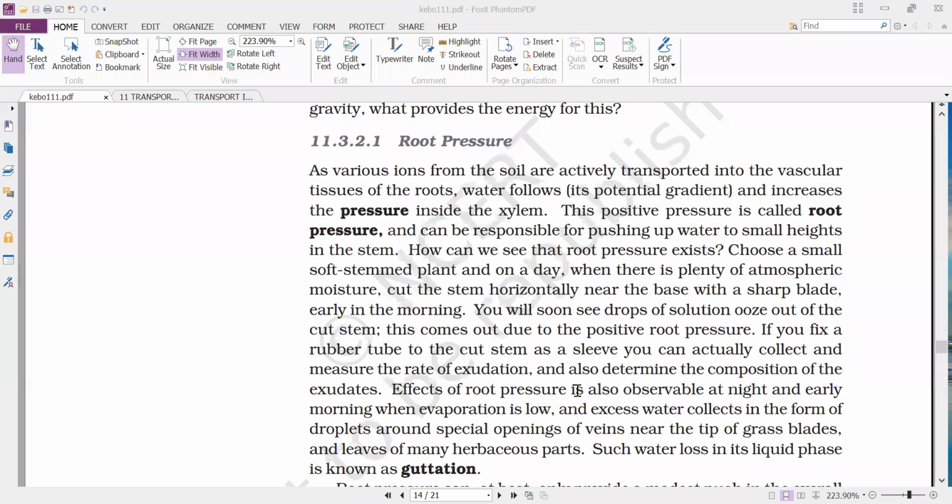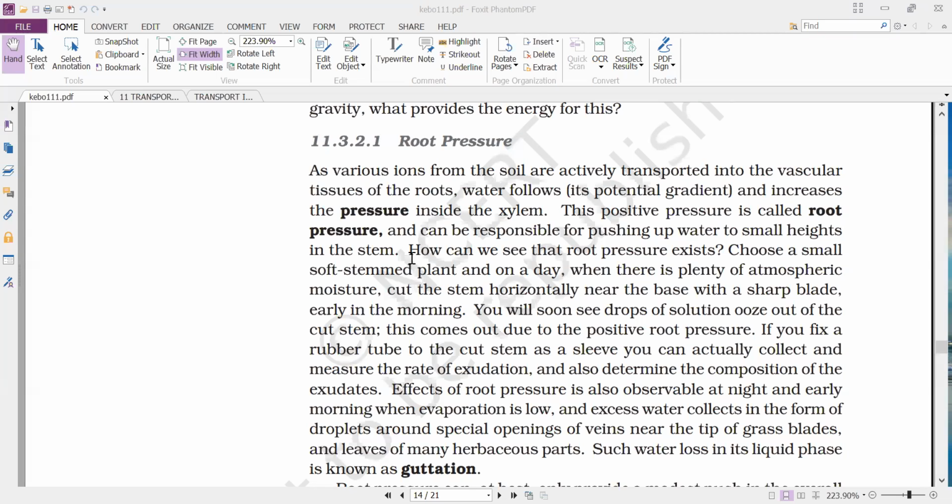Okay, and this pressure we are calling the root pressure, and it can be responsible for pushing up water to small heights in the stem. This pressure, which develops due to the continuous intake of water by the xylem, is a positive pressure, and we are calling it the root pressure.